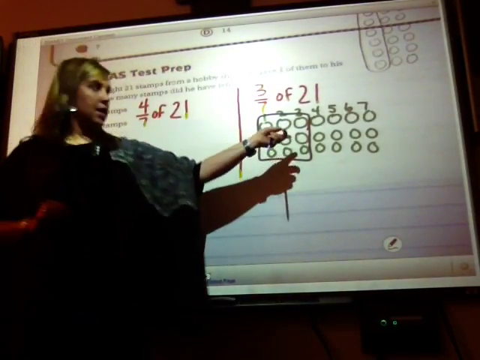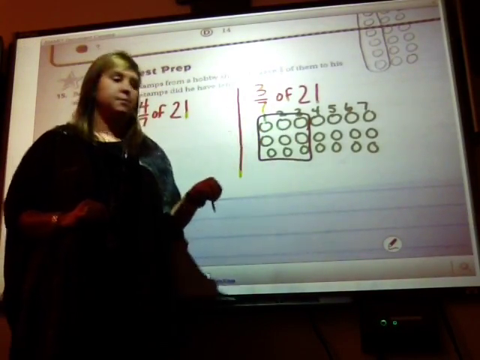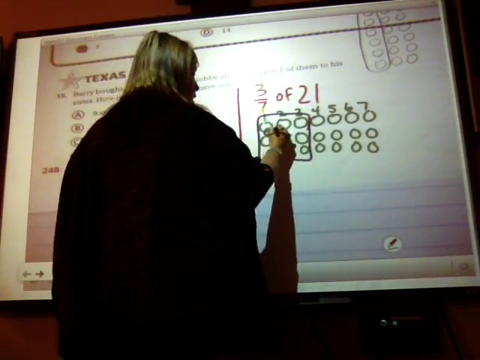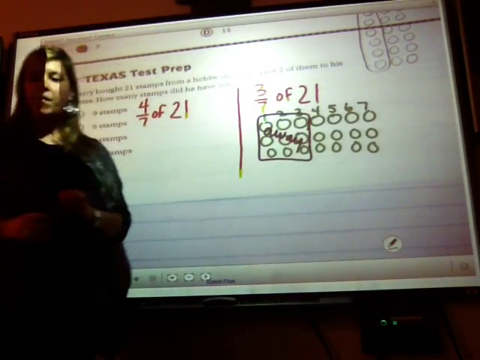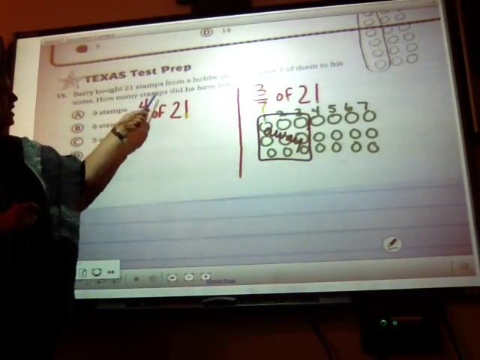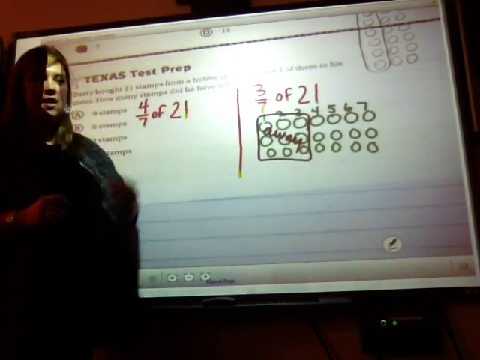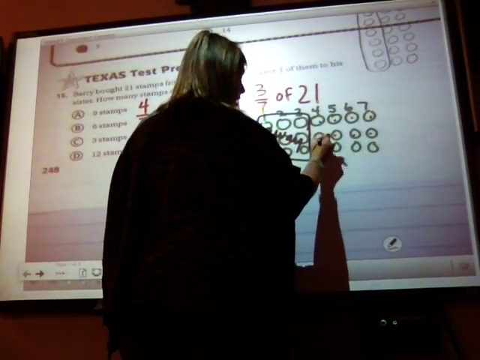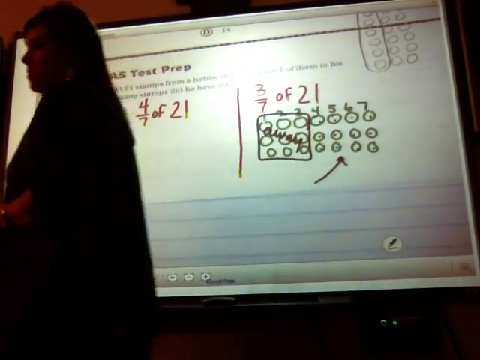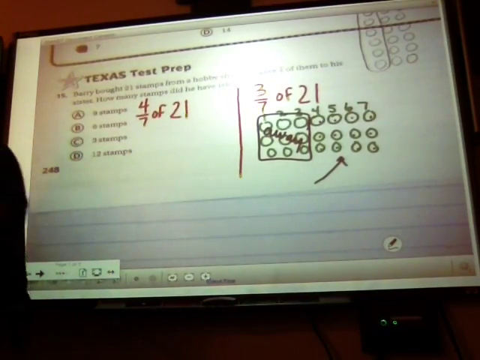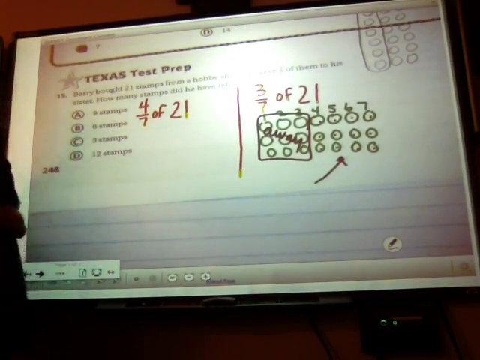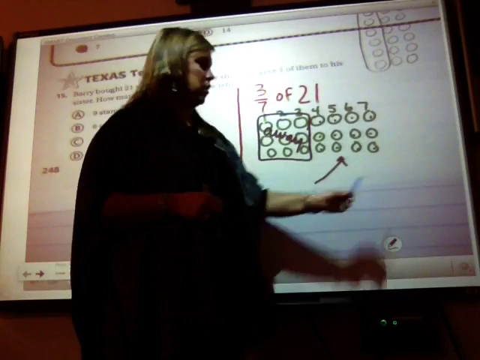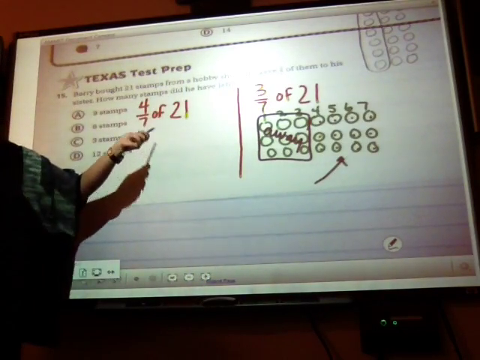What is this amount right here? 9. That she gave away. How many stamps did he have left? 1, 2, 3, 4, 5, 6, 7, 8, 9, 10, 11, 12. Now look. This says 4 sevenths, which is 1, 2, 3, 4. That's my 4 sevenths. This is what he kept.